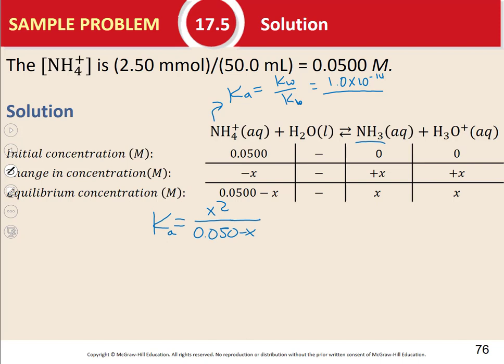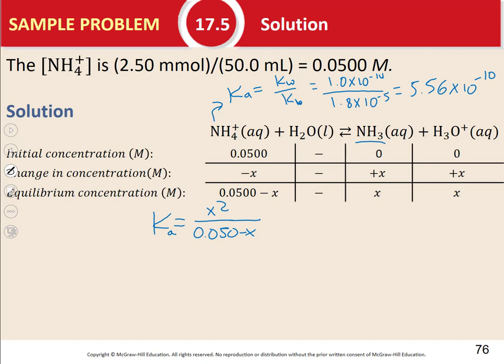Back in chapter 16, we had a table of weak bases and their Kbs. Now, here's the fun part. Kb for ammonia is 1.8 times 10 to the negative fifth. Sounds familiar, doesn't it? Which is the same as the Ka for acetic acid. So you'll end up with 5.56 times 10 to the negative 10.